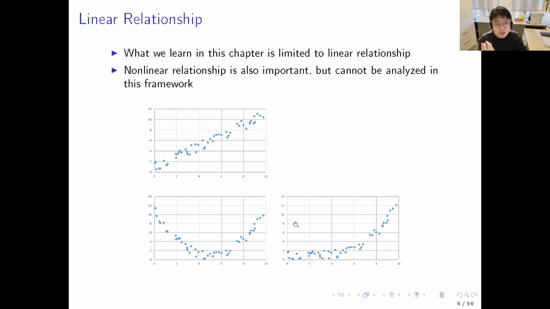But most economic data show a linear relationship, and a linear relationship is sufficient in most applications. So that's why we limit our attention to linear relationships. There are more complicated examples, and you are going to learn that in the next data analysis class, Eco 420, which will introduce a few nonlinear relationship cases. But in this chapter, we will limit our attention to linear relationships.